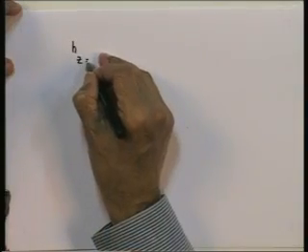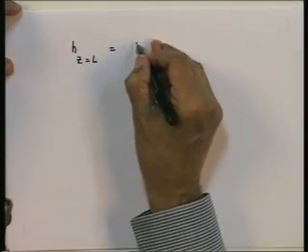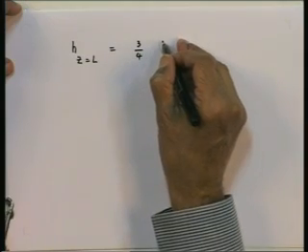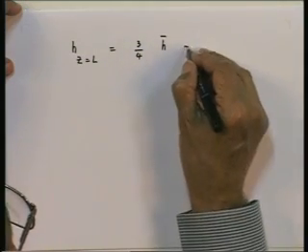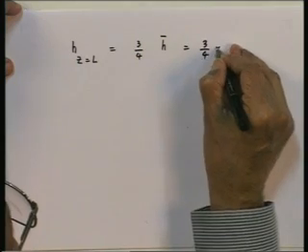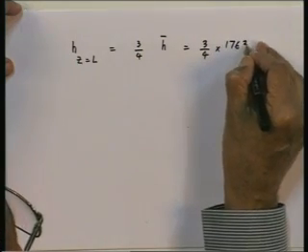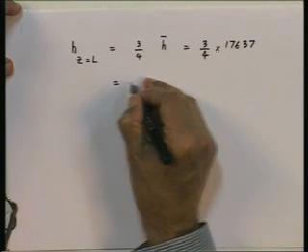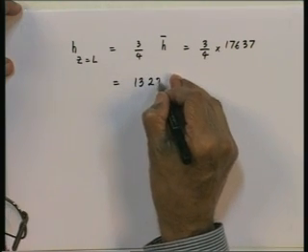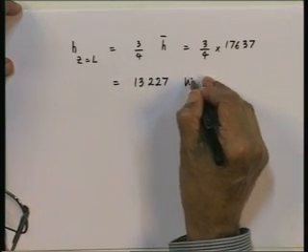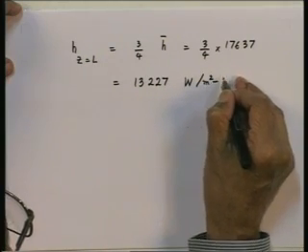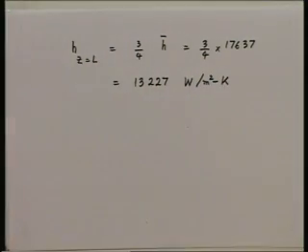What is our value of H? That is very straightforward. H at Z equal to L is nothing but 3/4 H bar. So, it is going to be 3/4 into 17,637. So, that is nothing but 13,227 watts per meter squared Kelvin. So, that is the second result we are looking for. First the value of H bar, then the value of H.